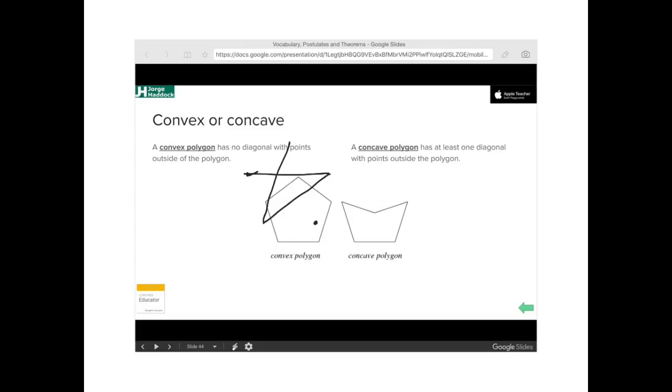In this case, for example, a concave polygon has, as you can see, an interior angle that is caved in. Another way of seeing it is that part of the figure is like caving in. So if I continue those two lines, they're going to have points in the interior of the polygon.